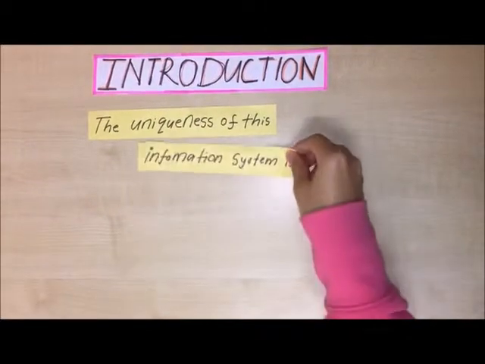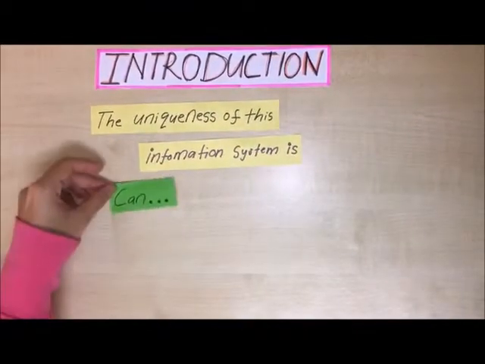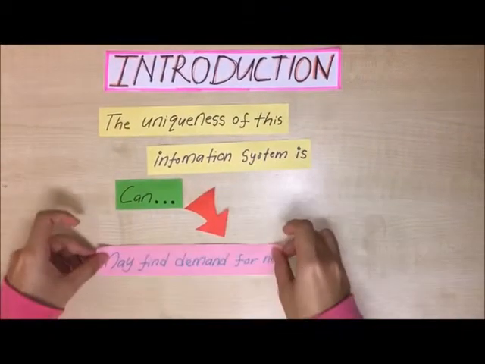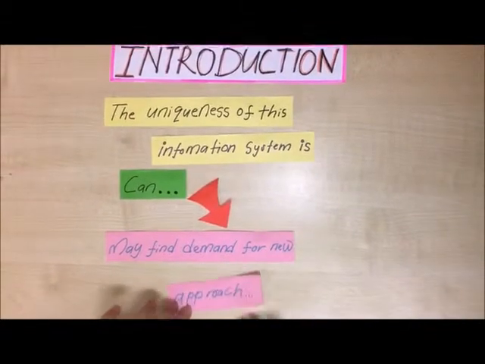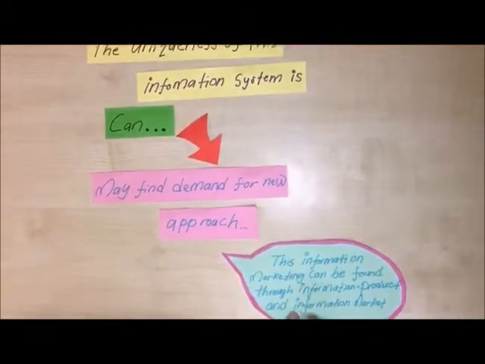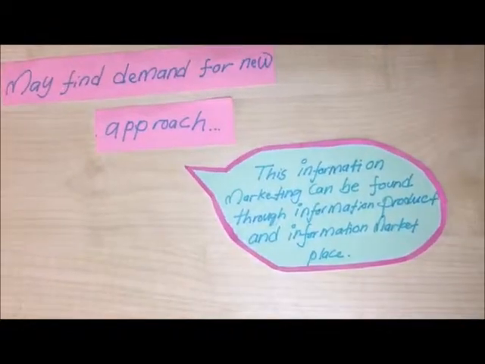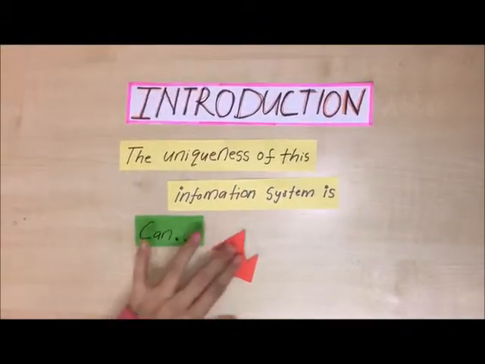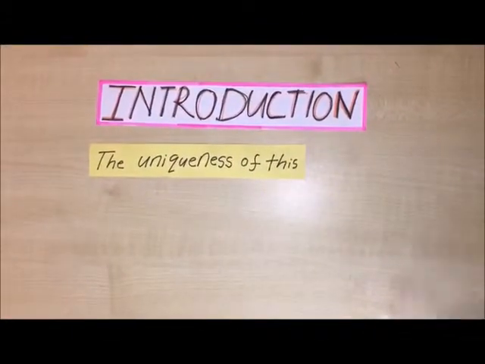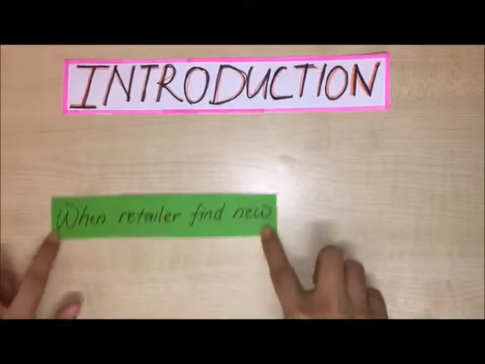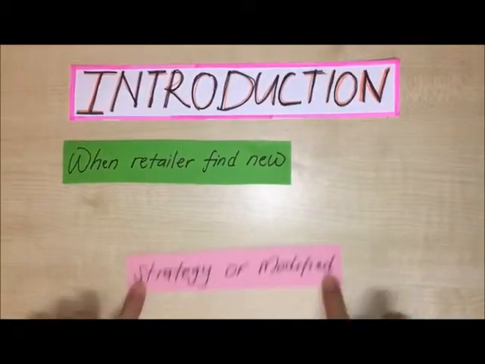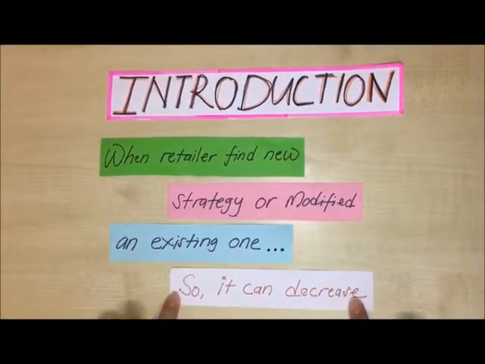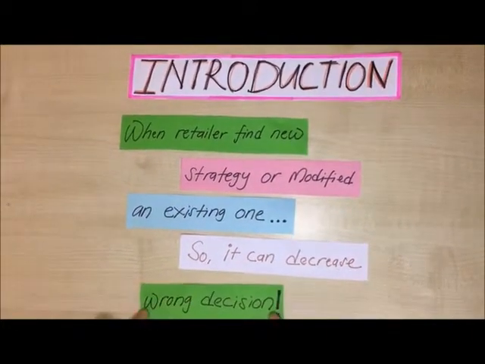The uniqueness of this information system is that it can find demand for new approaches. This information marketing can be found through information products and the information marketplace. When a retailer finds a new strategy or modifies an existing one, it can decrease wrong decisions.